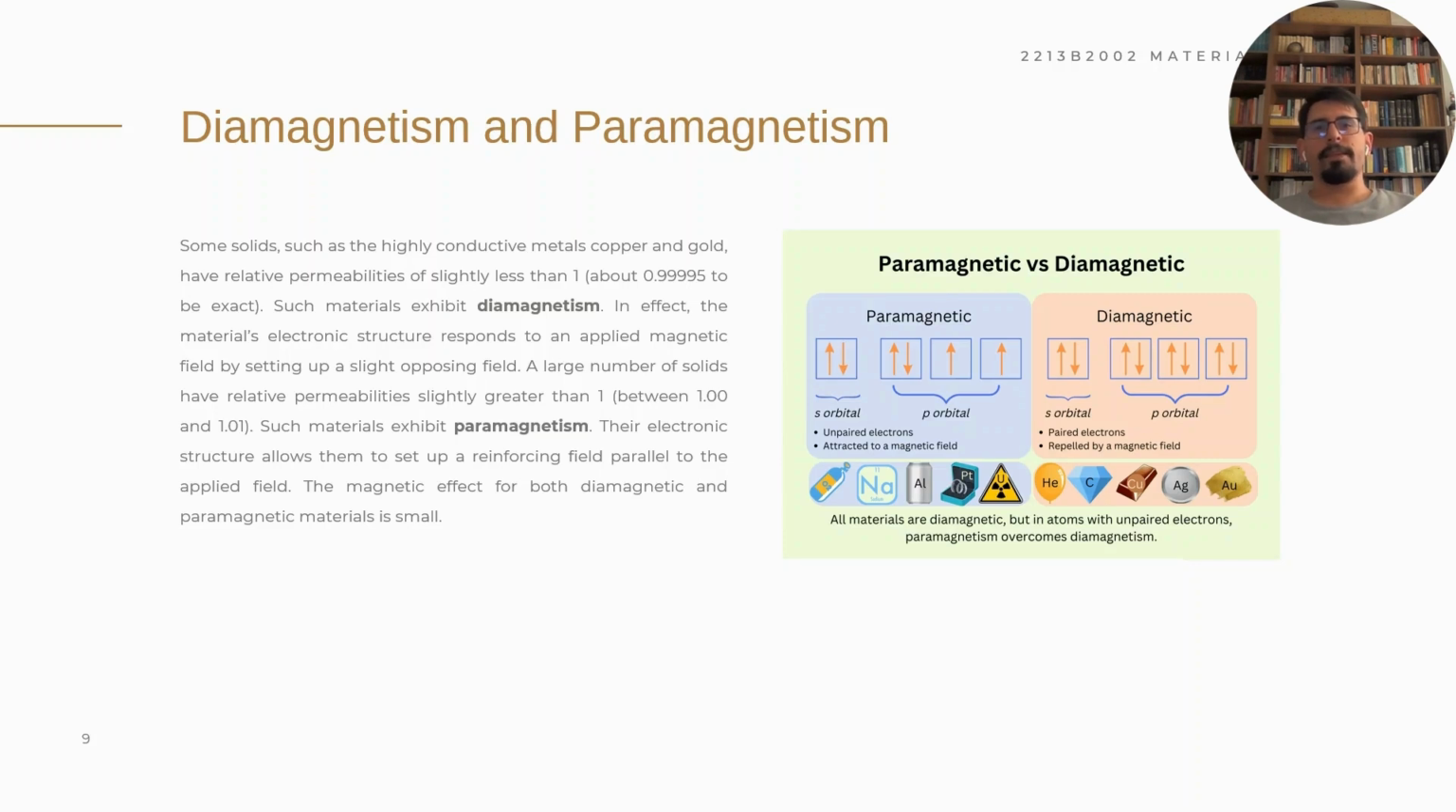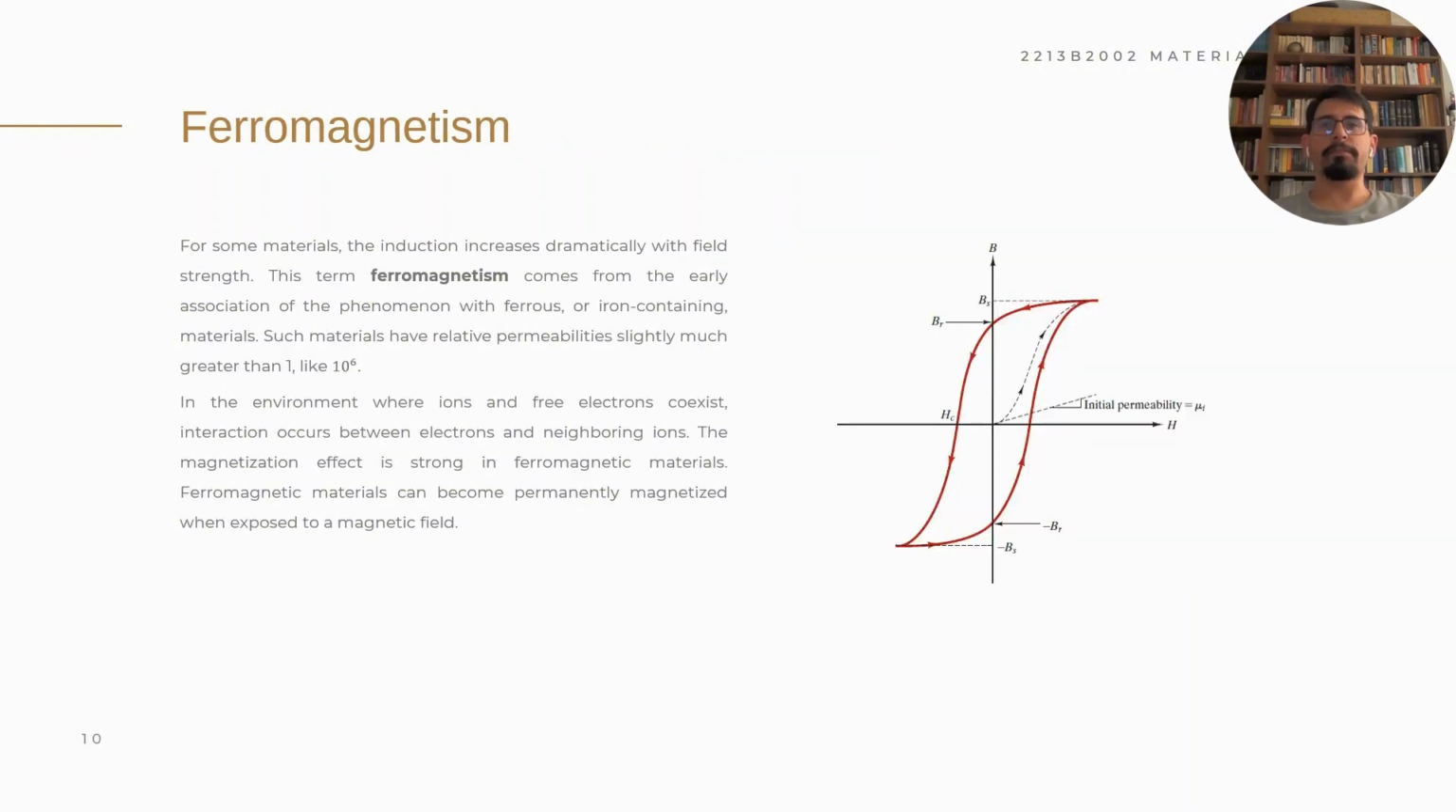On the right side, the diagram helps us visualize this difference. Diamagnetic materials have paired electrons and they are repelled by a magnetic field. Paramagnetic materials have unpaired electrons, making them attracted to the fields. While the magnetic effects in both types are quite weak, they come from the material's electronic structure. That is, how electrons are arranged in atomic orbitals. So even though all materials technically show diamagnetism, in atoms with unpaired electrons, paramagnetism tends to dominate.